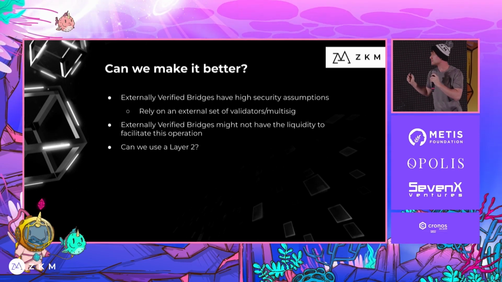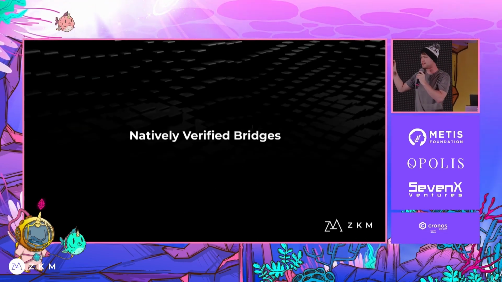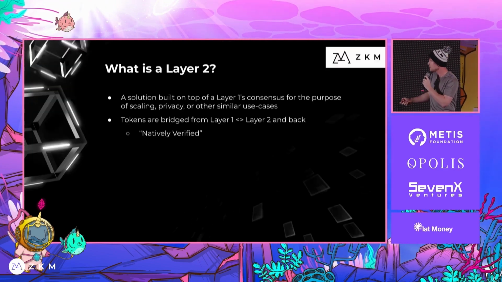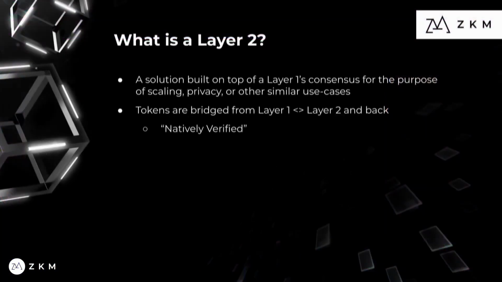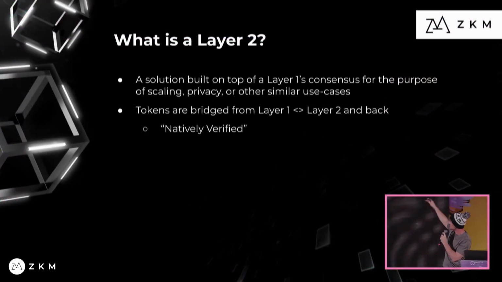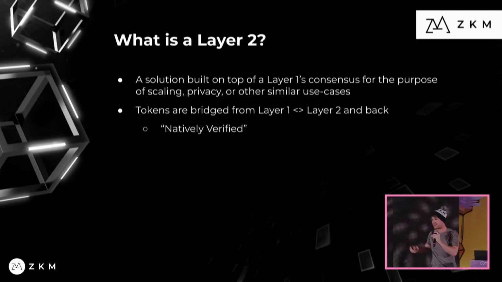Can we use a layer 2? Let's talk about natively verified bridges. So what is a layer 2? A solution built on top of a layer 1's consensus for the purpose of scaling, privacy, or similar use cases. So this is what we mean by natively verified. We are depending on the security of the native base chain. So that can be a layer 1, or if I'm creating a layer 3 solution, that can be from a layer 1 to a layer 2, so I'm inheriting the security of the layer 2, and so on and so forth.